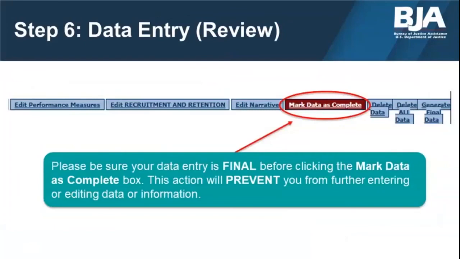If you've completed all data entry for the reporting period and have reviewed your data, you're ready to mark your report as complete. To do so, check the Mark Data as Complete box at the top of the page. Once you check the box, your data will be locked, and you'll not be able to make edits without contacting the PMT Helpdesk. Please be sure that your data entry is final and accurate before checking the Mark Data as Complete box. If you need to make changes to a locked report, contact the PMT Helpdesk to request that it be unlocked.